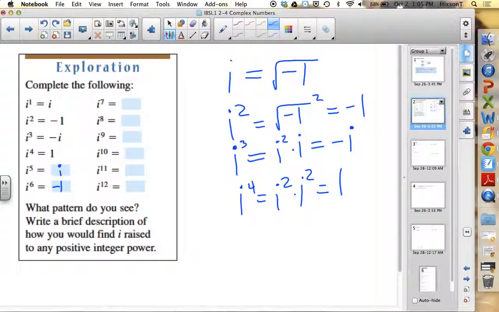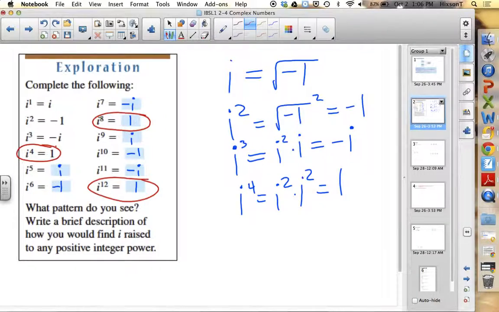Then you have I to the 7th, that's negative I, I to the 8th, I to the 9th, I to the 10th, I to the 11th, and I to the 12th. Alright? So you see the pattern. And every time we get to a multiple of 4 on the power of I, we're back to 1. Okay? So this repeating cycle has 4 steps to it, basically.